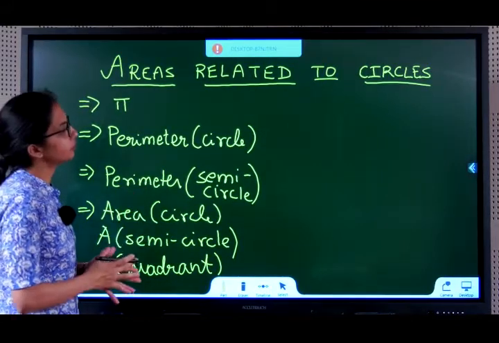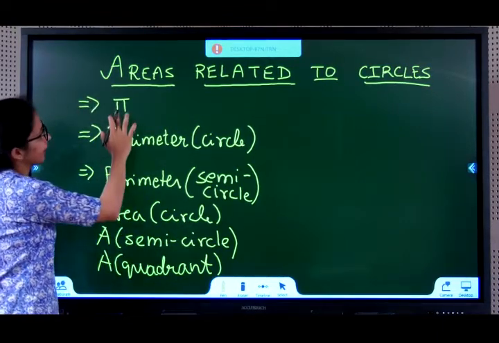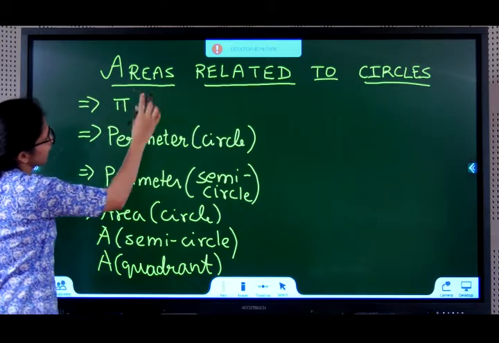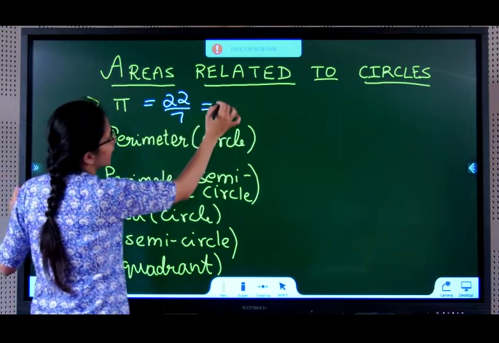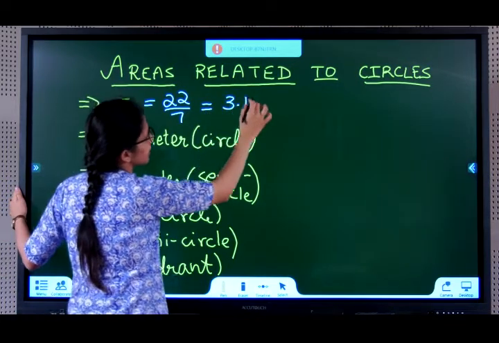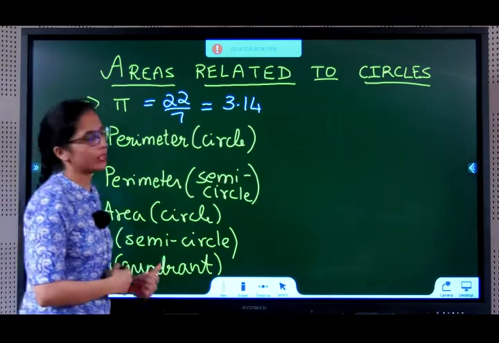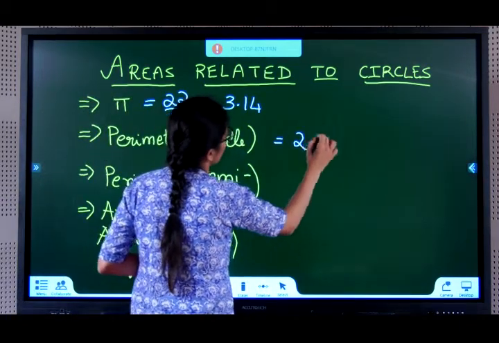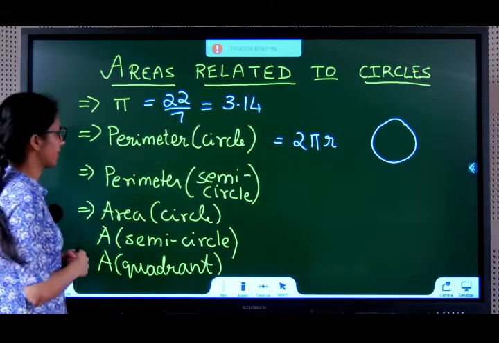Before we dive into the problems, we just need some basics for the first exercise. Pi. What is the value of pi? In fraction we take it as 22/7 and if mentioned in decimal we take it as 3.14. Perimeter of a circle we all know is 2 pi r. So, the perimeter of a circle is 2 pi r.